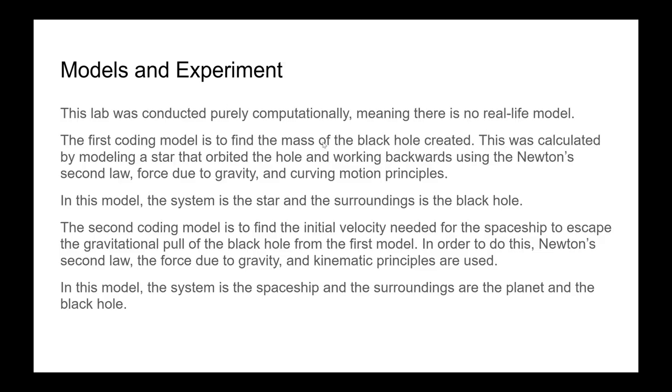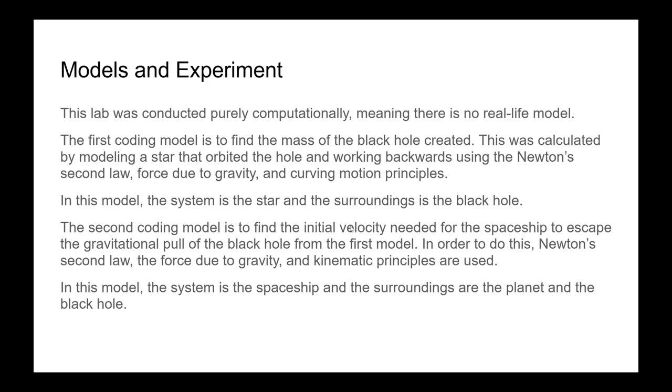The first coding model is to find the mass of the black hole created. This was calculated by modeling a star that orbited the hole and working backwards using Newton's second law, force due to gravity, and curving motion principles. In this model, the system is the star and the surroundings is the black hole.